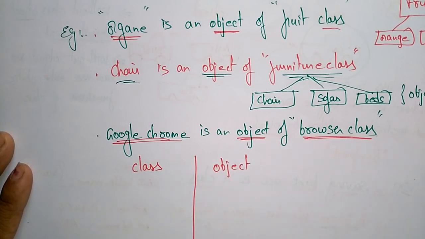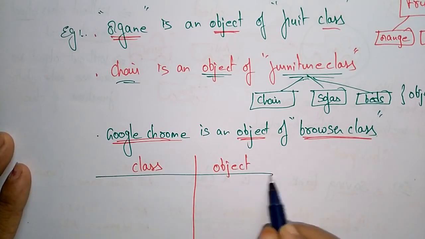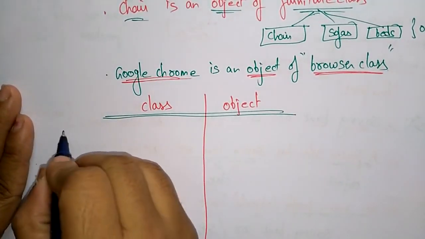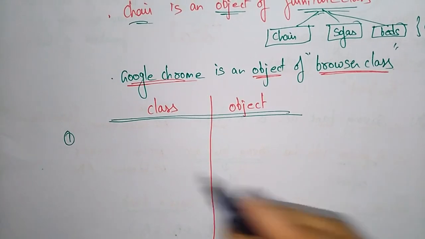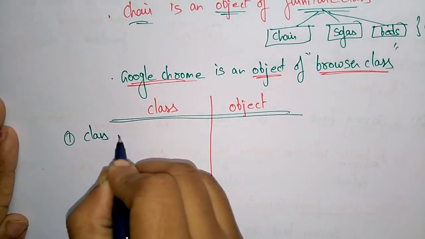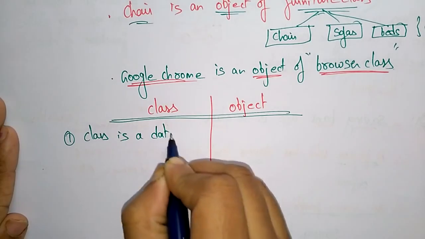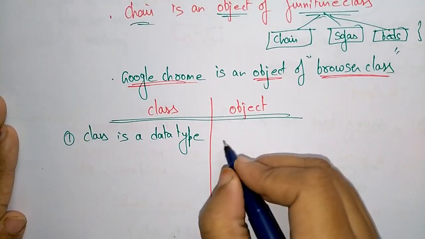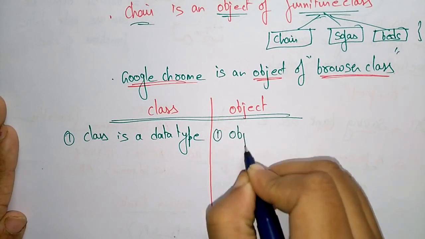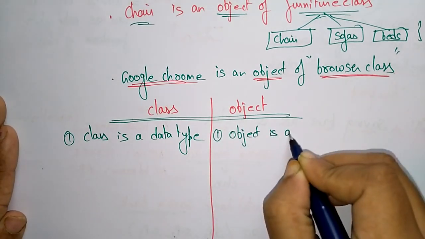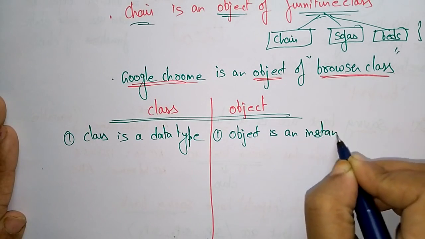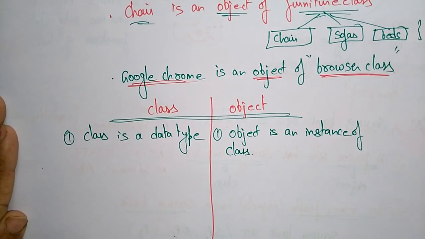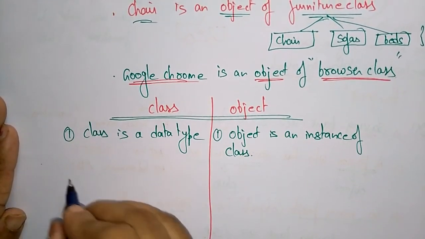So let us see the difference with some points. Up to now we have seen different examples of what a class is and what an object is. So I'll just note down this difference. Class, you call it a data type, whereas object is an instance of class. In the starting I already said object is nothing but an instance of class.